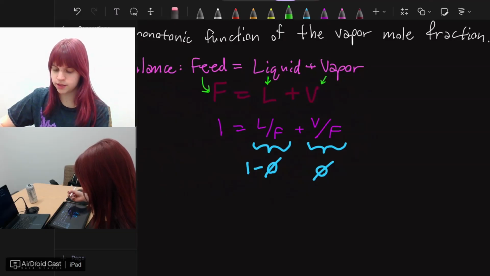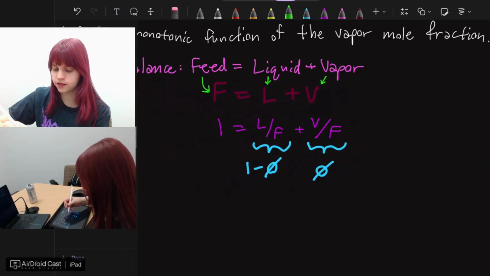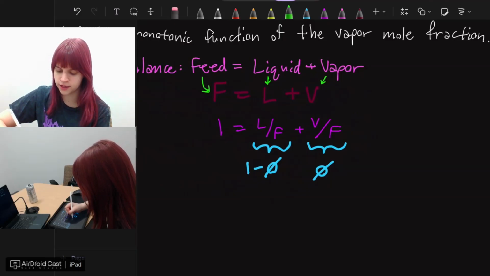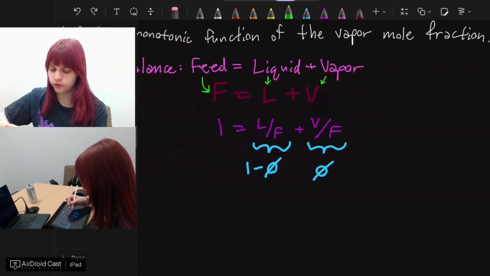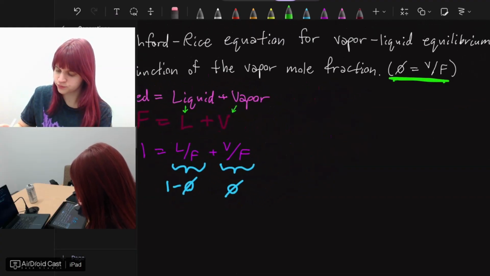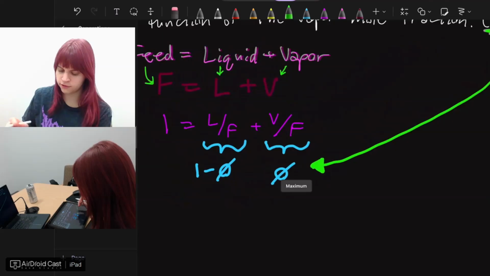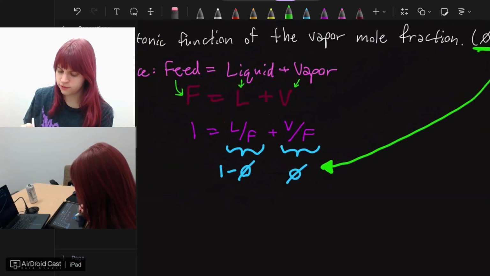And we can simplify the left-hand side by dividing by the feed. So we just have 1 right here equal to the liquid divided by the feed plus the vapor divided by the feed. And like I said above, this phi is that vapor divided by the feed. And then therefore the liquid over the feed is 1 minus phi.